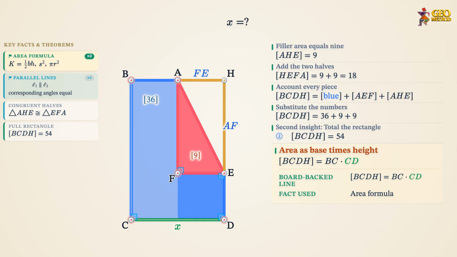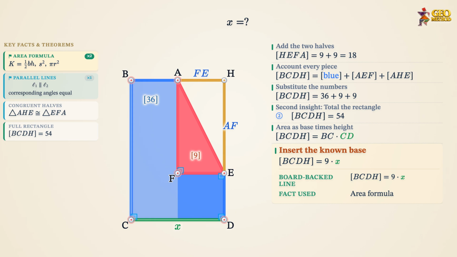The same rectangle also has area equal to its base segment BC times its height segment CD. This is the second formula-based way of writing that identical area. The base segment BC is 9, and the height segment CD is our unknown x, so this second expression is 9 times x. Now both expressions describe the very same rectangle.